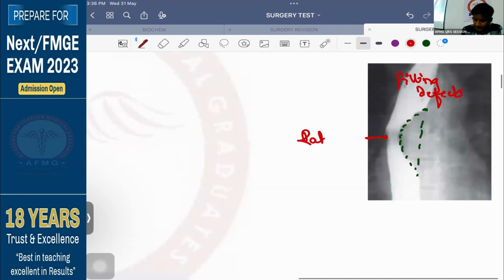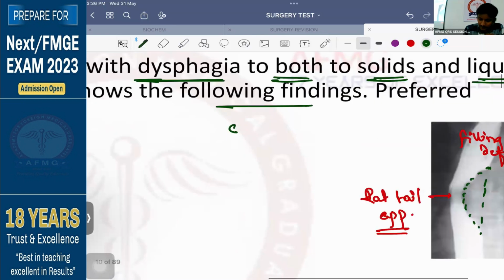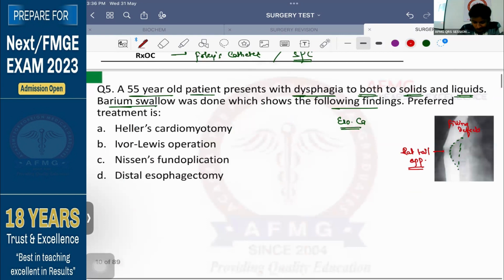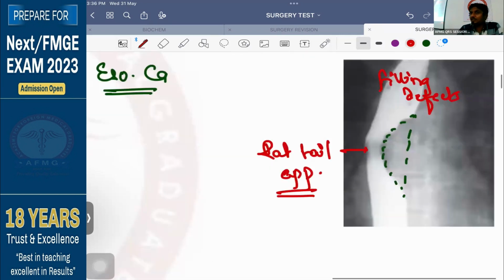Rat tail appearance. Okay, so filling defect or a rat tail appearance, I have already told you, it is usually seen in a case of esophageal carcinoma or esophageal cancer. So definitely this is a case of esophageal cancer. What is the treatment now? Preferred treatment is. So we know which part of the esophagus is having this tumor.